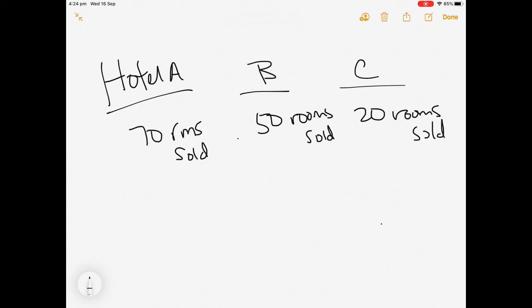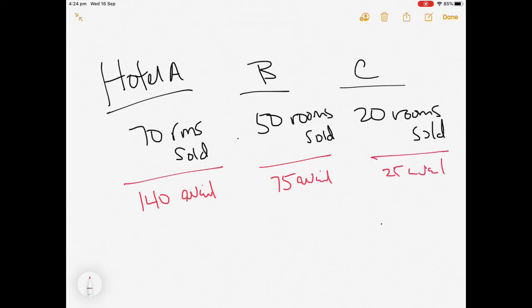Okay? Because let's say that the number of rooms available, okay? Let's say here we've got 140 available. Let's say here we've got 75 available. And let's say that here we've got 25 available. Okay, so we're now looking at our occupancy rate here is 50%. Our occupancy rate here is, what is that, 66%. And then our occupancy rate here is 80%.